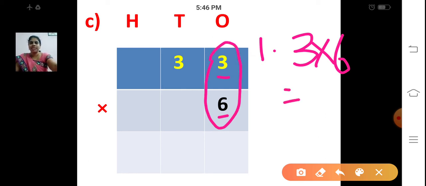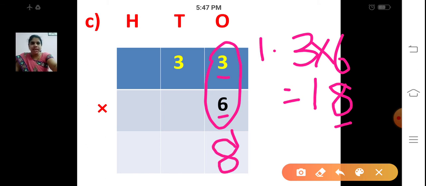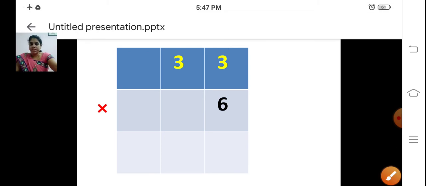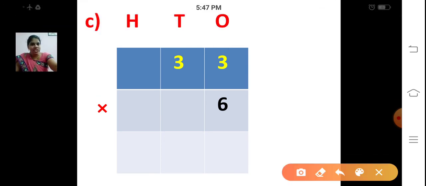What is the answer? 3 sixes are? Think and tell me. 3 sixes are 18, right? So 18. Can you write all together? No. So what you are going to do? Just write this 8 below the ones place. This 1 will be carried over to the tens place. Clear? So the first step is 3 sixes are 18: 8, and 1 will be carried over to the tens place.